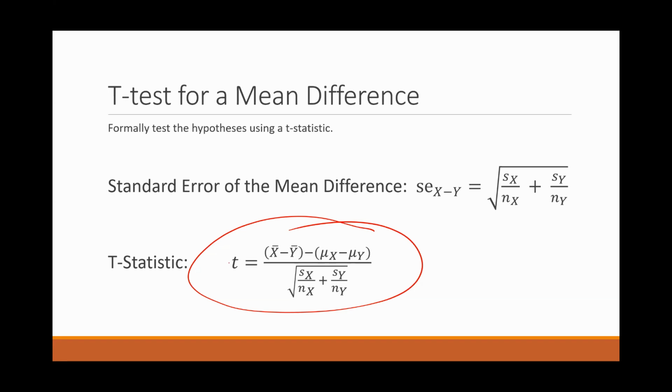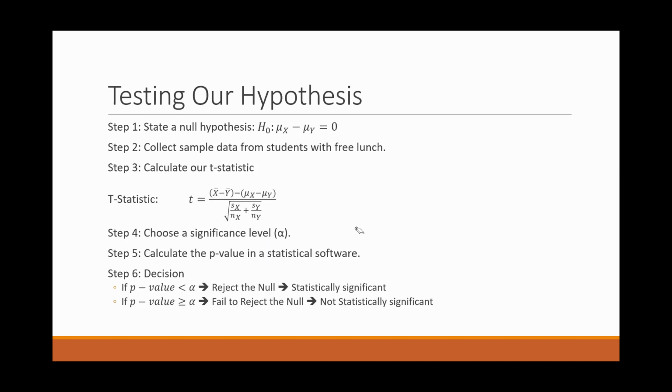Here's your t-statistic. Your t-statistic is the difference between two sample means minus the hypothesized mean difference, divided by the standard error. So it's actually exactly the same equation, except instead we're doing a difference between two means instead of single means. This is actually very common, but we go through exactly the same steps.